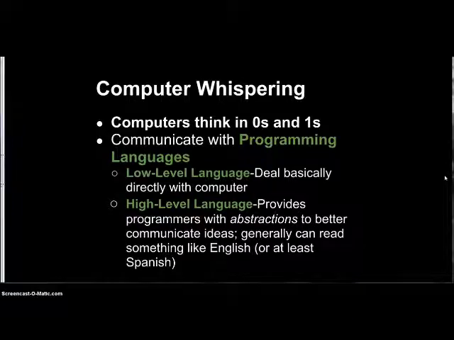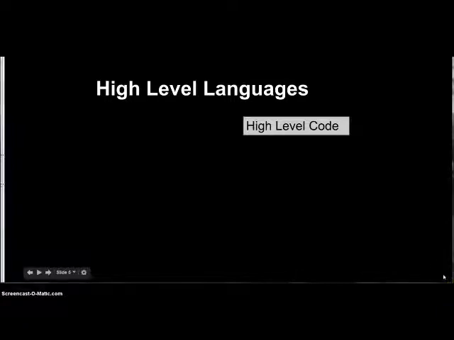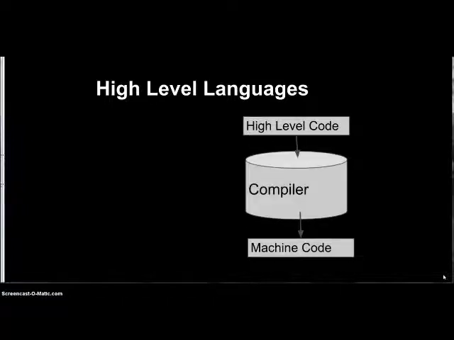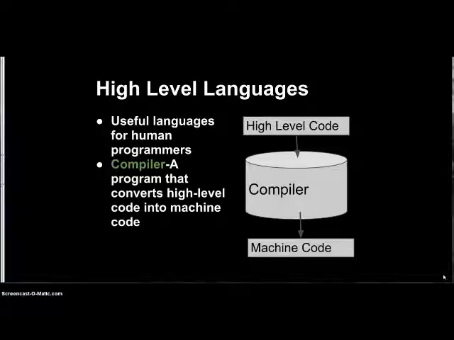Okay. So now, specifically, high-level languages. Now, we said that high-level languages are written in something like English, but computers think in zeros and ones. So somehow, high-level code has to move into something called machine code. It has to be understandable for the computer. And so, for most high-level languages, there's something called a compiler that is going to convert the high-level code that we write in English into machine code that the computer can understand. So you can think of it like an interpreter if you're in a foreign country; that's kind of the idea behind a compiler. So high-level languages are useful for human programmers because you don't have to think in zeros and ones. And a compiler is a program that converts high-level code into machine code. Okay, kind of straightforward.